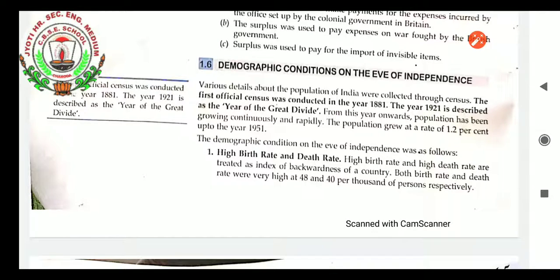Today we will be continuing with the same topic which we had completed in the live class, the 3 points which I had explained about the foreign trade on the eve of independence. The last point which is highlighted over there is that surplus was used to pay for the import of invisible items.